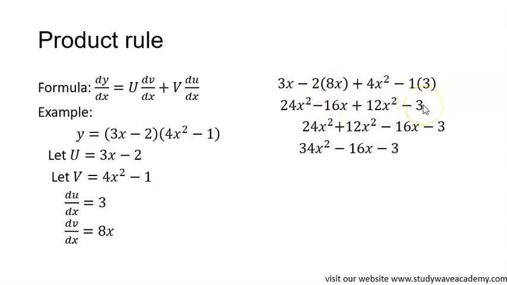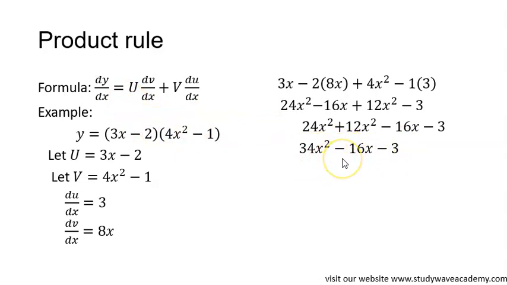We simplify further. We collect like terms if there are any. Here we can see x squared and x squared. So 24x squared plus 12x squared minus 16x minus 3. So we add like terms. 24x squared plus 12x squared is going to give you 36x squared. There's no other like term, so minus 16x minus 3. So this is our final answer. So dy over dx is equal to this.